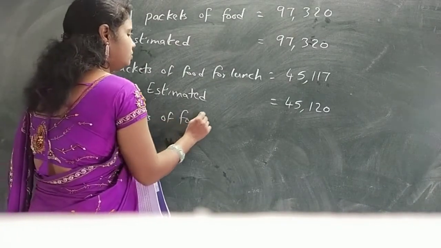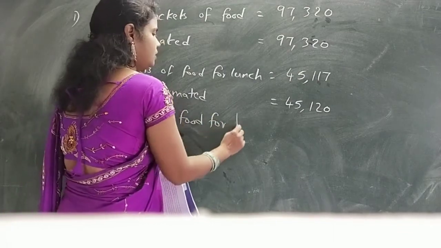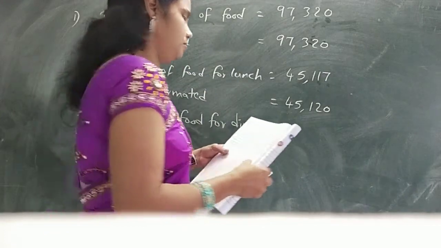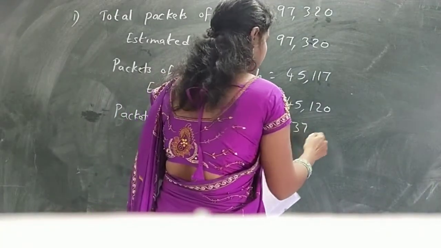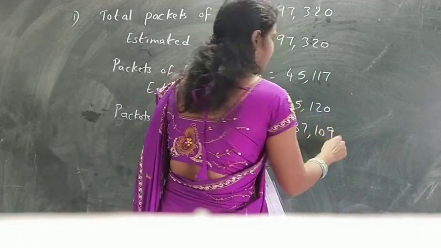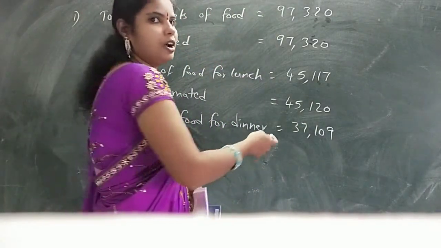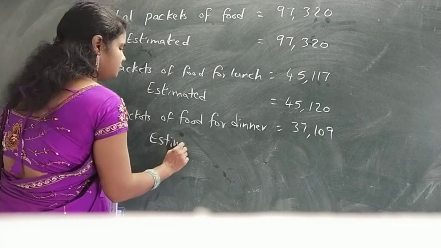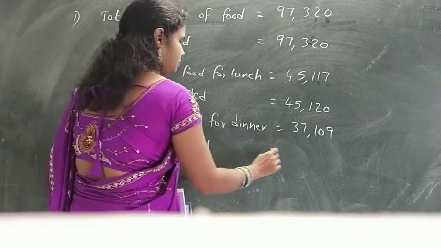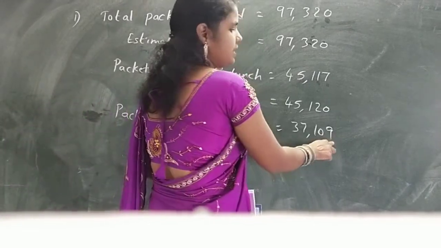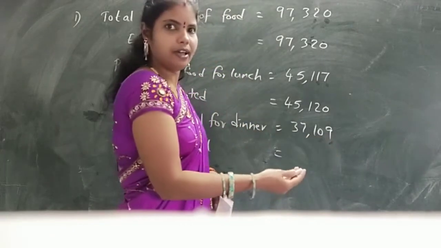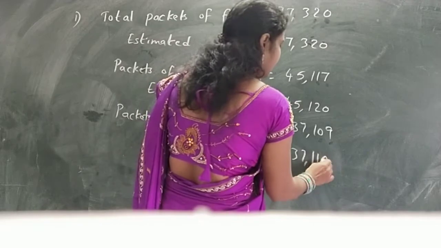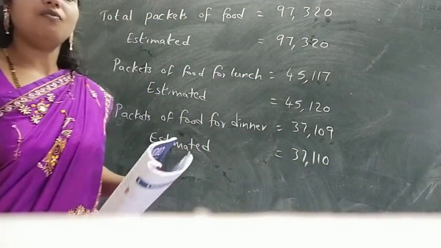Packets of food for dinner. 37,109. Now you have to round off the number to the nearest tens. Estimated. So 0, the right side number is 9. 9 is greater than 5. So you have to add 1 here. 37,110. Now what do you have to find?